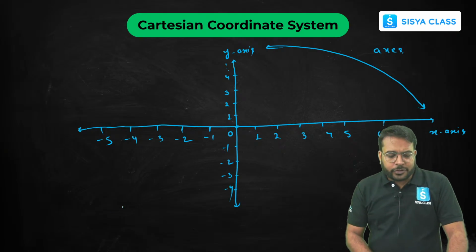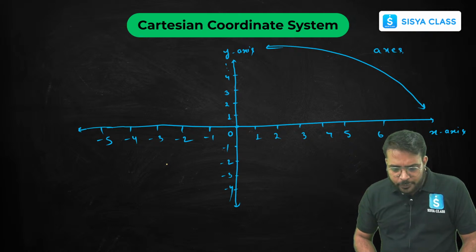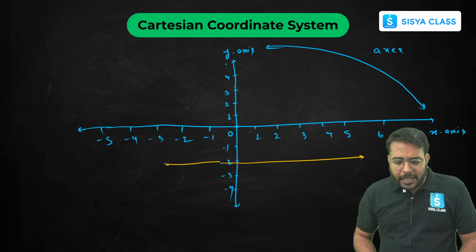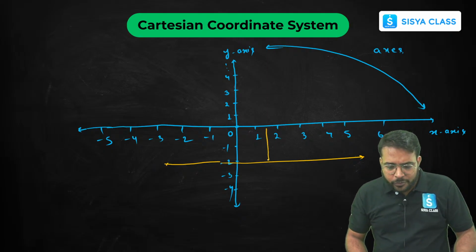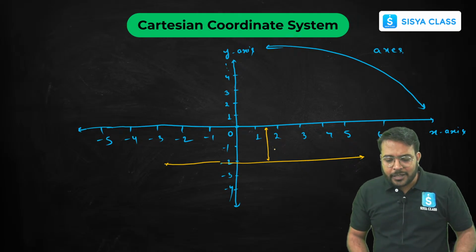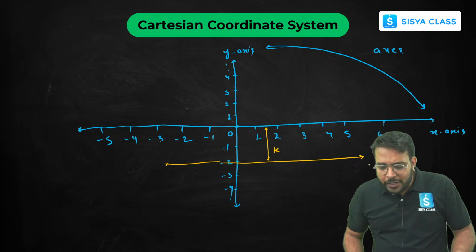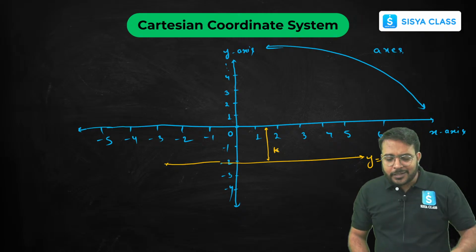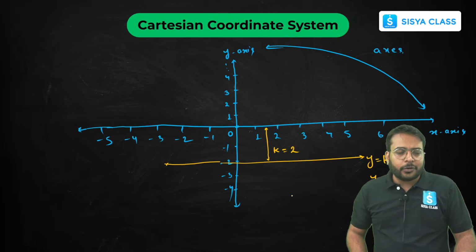Suppose we have a line which is parallel to the x-axis, and the distance of this line from the x-axis is k. So the equation of this line is going to be y is equal to k. Suppose the distance is 2 units, then the equation of this line is going to be y is equal to 2.